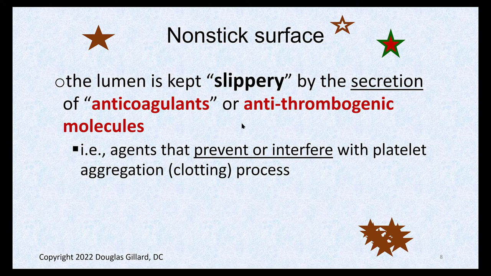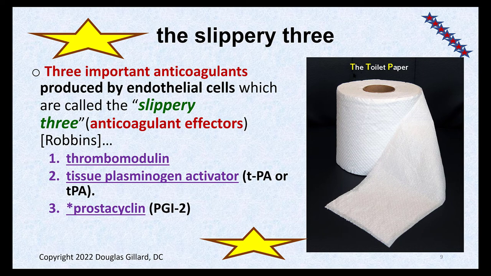All right, so the lumen has to be kept slippery by these anticoagulant molecules, or antithrombogenic is an AKA for that. So who are the slippery three? The toilet papers, the mnemonic I use for that. So thrombomodulin, tissue plasminogen activator, or TPA. And the king of them is something called prostacyclin.